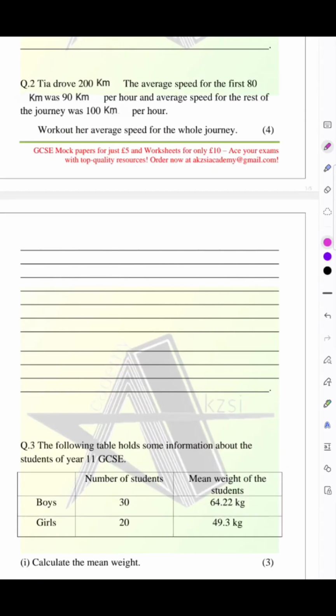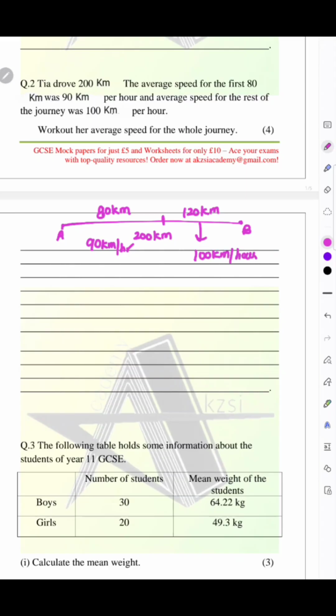Drove 200 kilometers. The average speed for the first 80 kilometers was 90 kilometers per hour, and average speed for the rest of the journey was 100 kilometers per hour. Work out her average speed for the whole journey. So basically she started from point A and ended at point B, and this whole is 200 kilometers. The starting 80 kilometers, the speed was 90 kilometers per hour. And for the rest, which is 120 kilometers, the speed was 100 kilometers per hour. And we have to calculate the average speed.